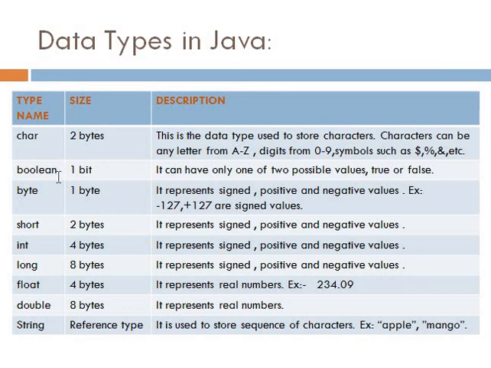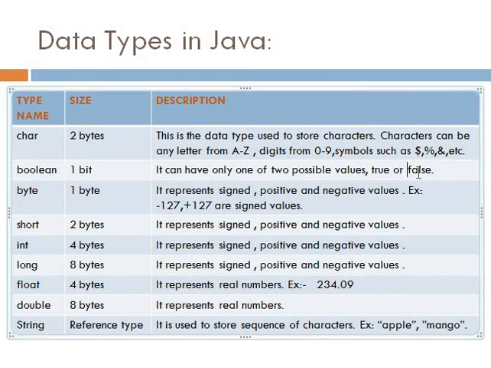The next data type is boolean. The size of this data type is 1 bit. As a bit is either a 0 or a 1, this boolean data type can hold either a 0 or a 1 as data. And in the boolean data type, 0 is treated as false and 1 is treated as true. So a boolean data type can hold either of the two values. It can hold 0 for false or a 1 for true.